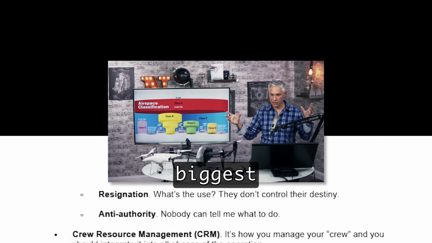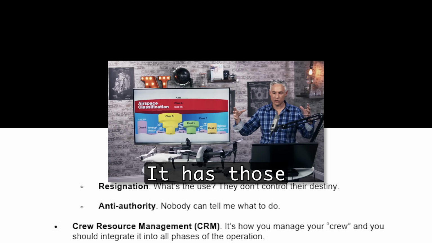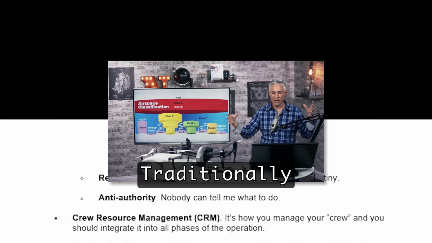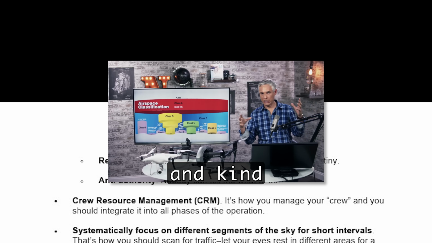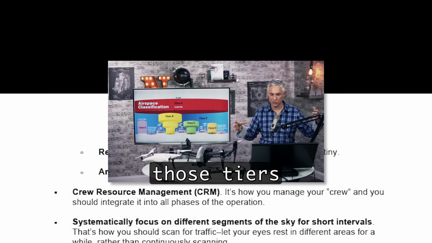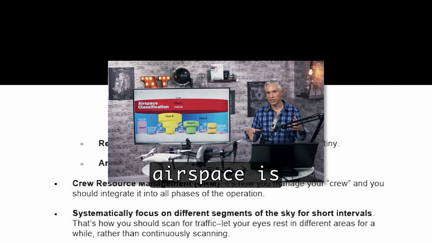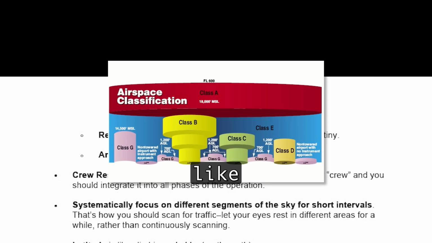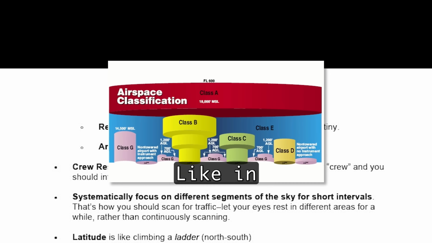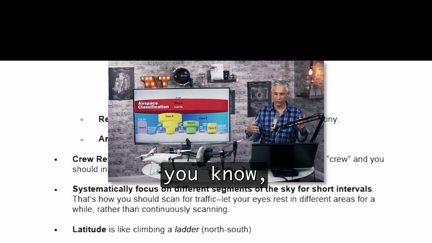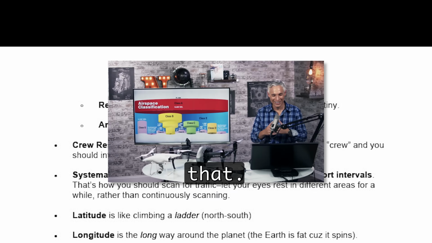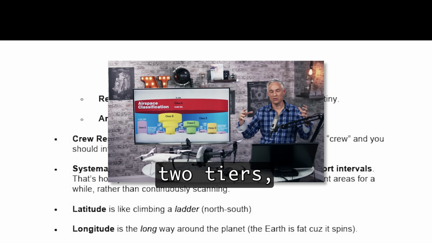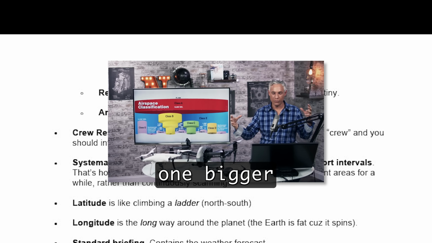Class B is for the biggest airports. It covers the biggest space. It has traditionally 3 tiers. Those tiers can change shape. We'll look at maps in a little bit and get a better sense for how big those tiers are. Class C airspace is for smaller airports, like regional airports. In this area, it might be Bradley Airport. You probably don't know that. It typically has 2 tiers, one small tier and then one bigger tier.